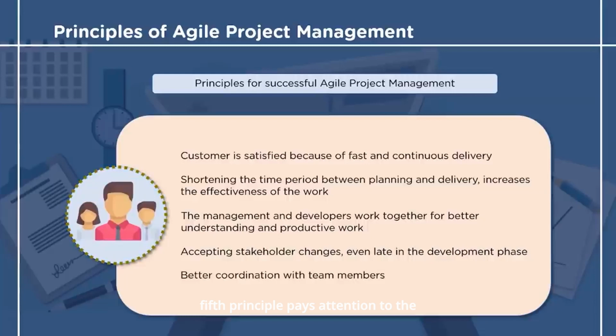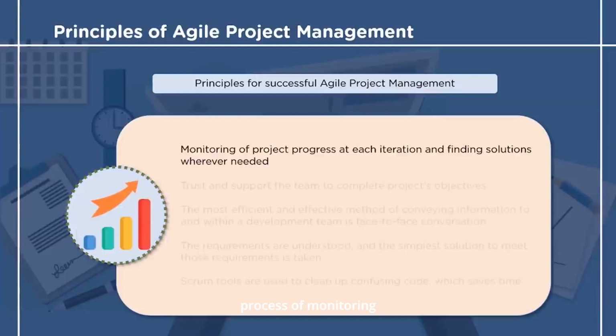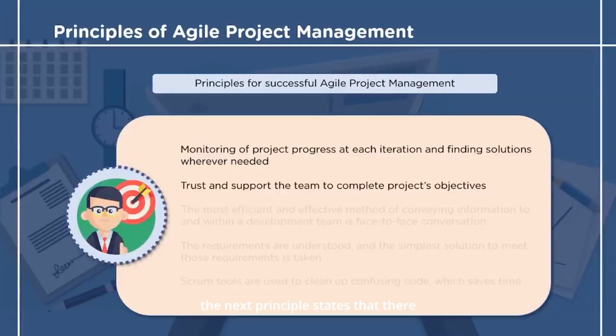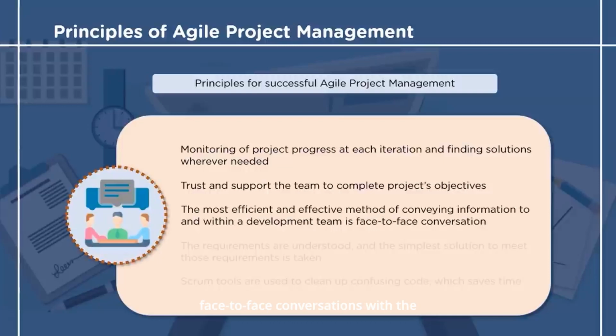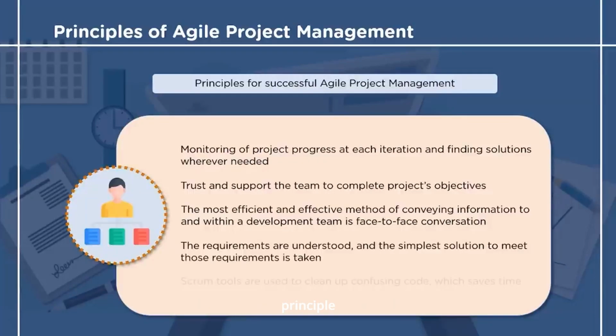The fifth principle pays attention to the factor of coordination among the team members. Then the sixth principle refers to the process of monitoring and tracking the progress of the project at the end of each sprint and making amendments wherever needed. Moving on, the next principle states that there must be a feeling of trust and support towards the team to complete the project's objectives. The next principle emphasizes face-to-face conversations with the development team. The face-to-face conversation helps in both solving problems and easy knowledge sharing. Then the ninth principle emphasizes finding solutions and maximizing the amount of work done with simplicity. This ensures timely completion of tasks by all the team members.